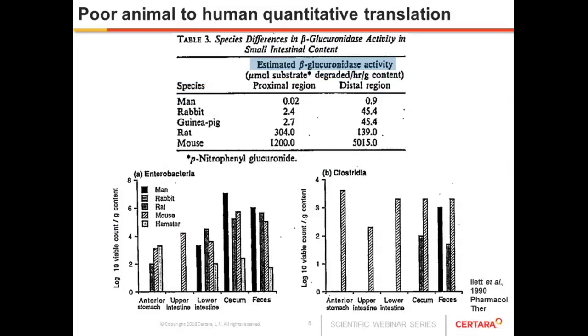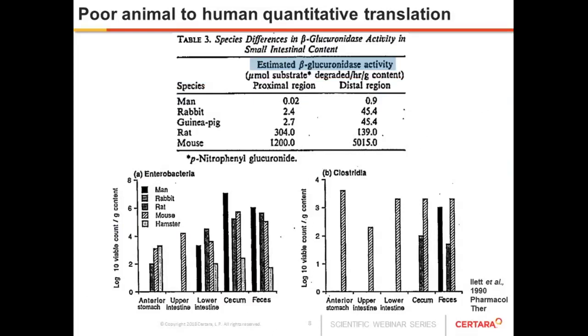Why? Because if you look at the animals, there is a significant difference in terms of the microbiota or the luminal composition within animal and human species. So animals are a very poor surrogate to predict what might happen in the gut lumen of humans.